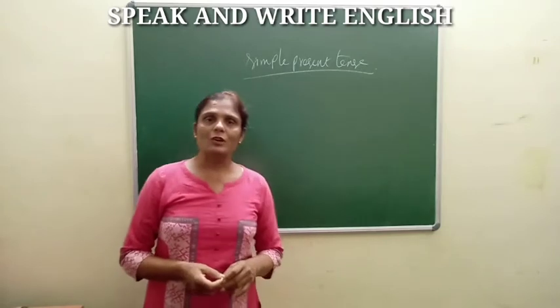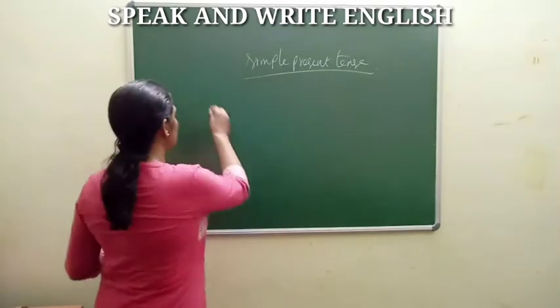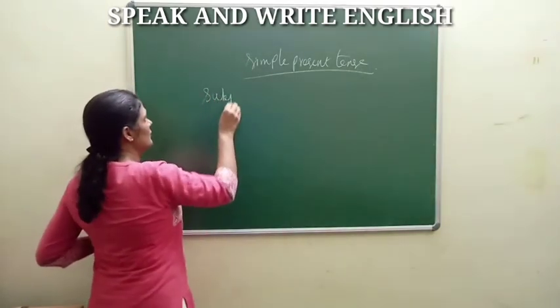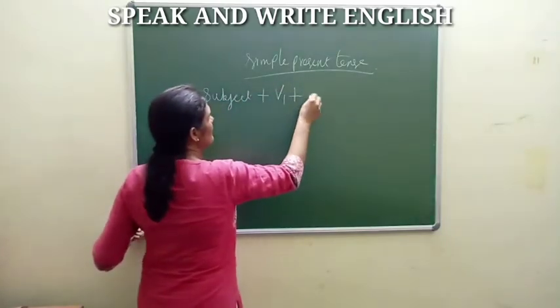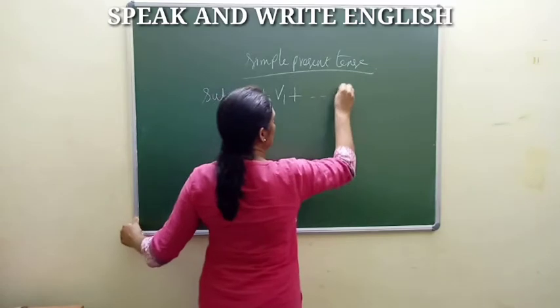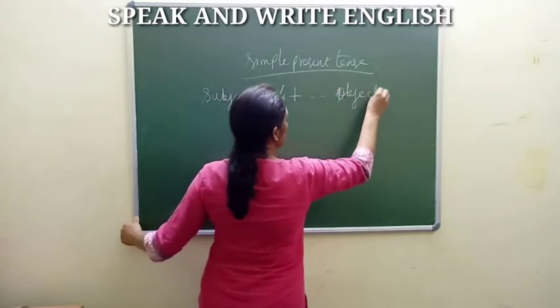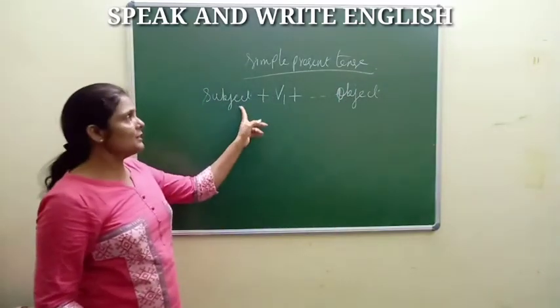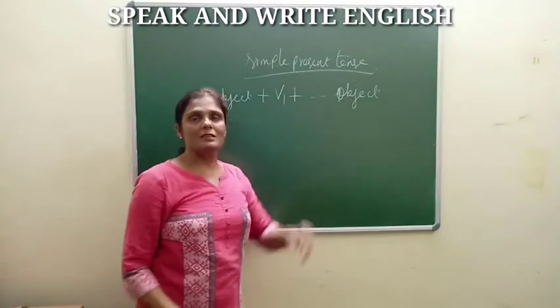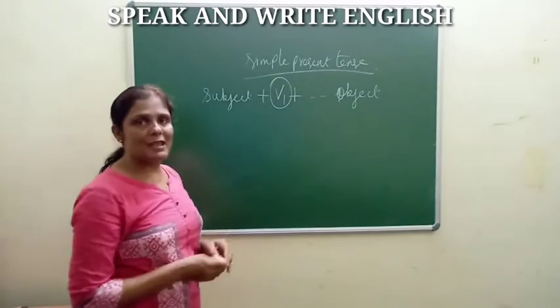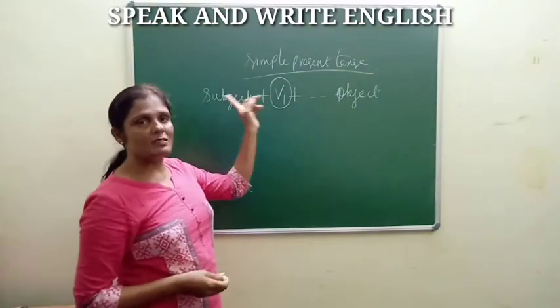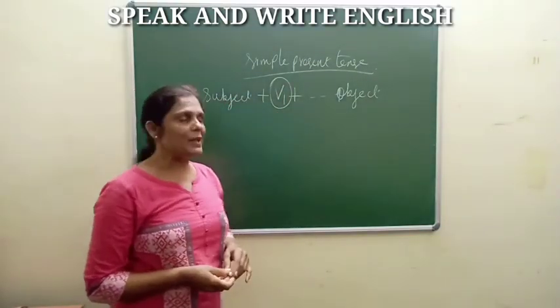The next structure of the sentence will be subject plus V1 plus object. Subject plus V1, plus you can take the object. Here the verb should be in the base form. The verb which follows the subject should be in the base form.